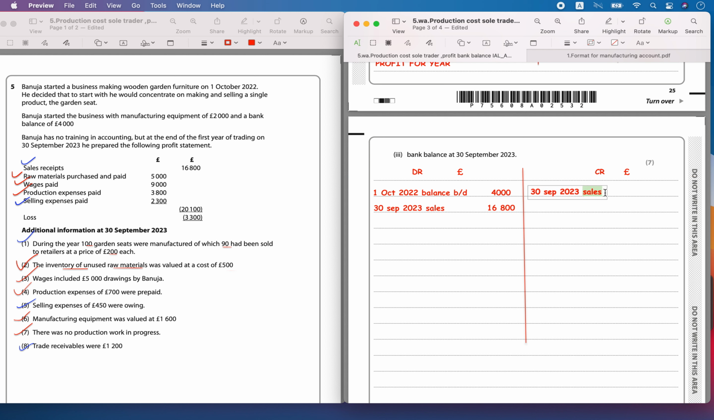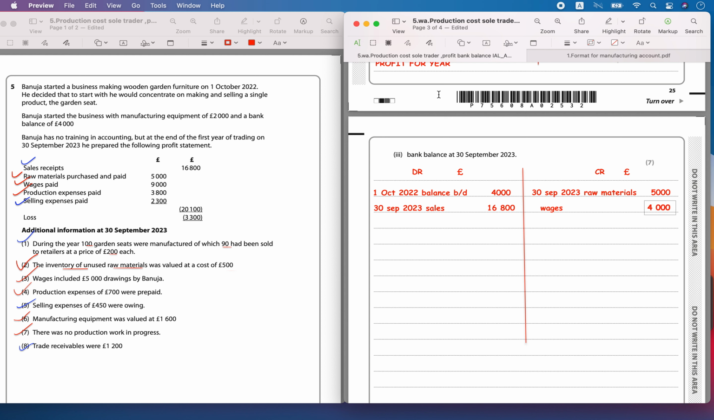So the first one is the raw materials. It's the inventory account. So 5,000 was paid, it went out of the bank. You should remember, this is the in side and this is the out side for the bank. Then wages paid. We know that 5,000 was for drawings and the remaining was for wages. The wages was around 4,000.